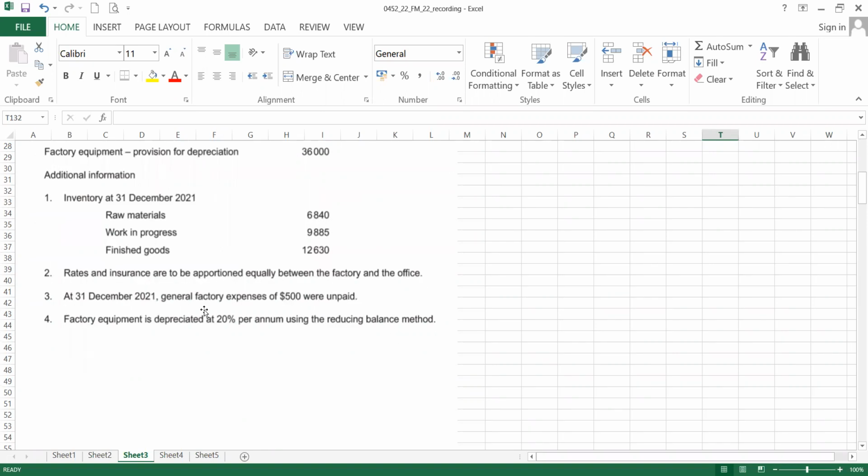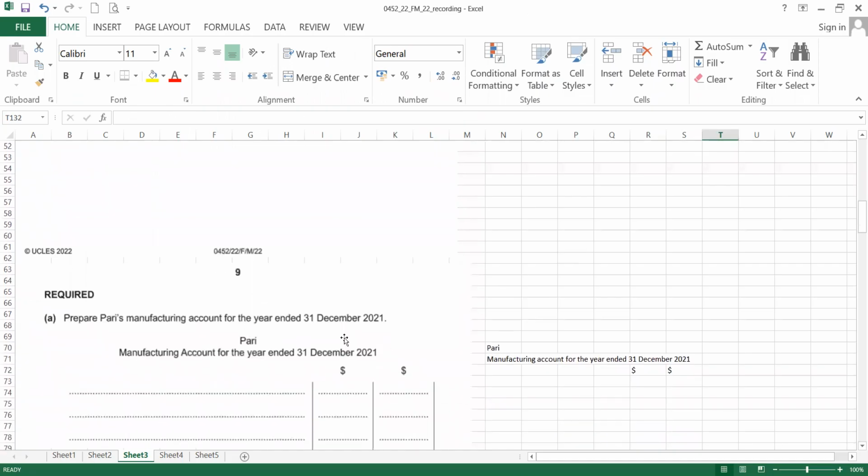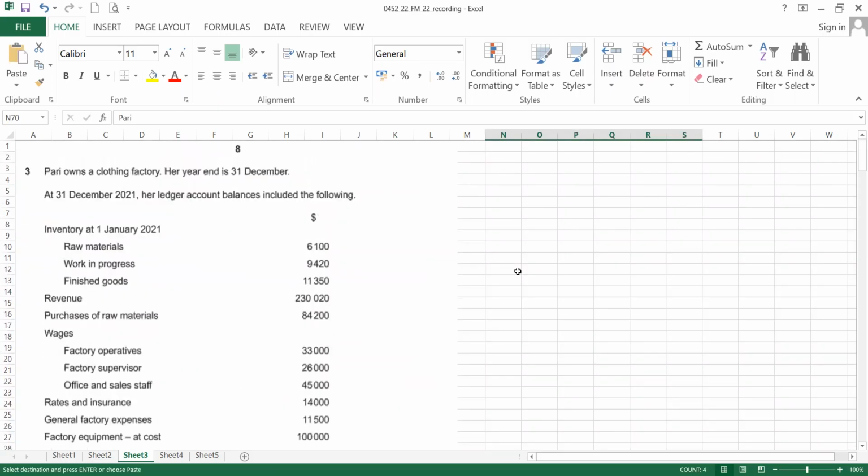At 31st December, general factory expenses of 500 were unpaid. Factory equipment is depreciated using reducing balance. So this unpaid amount at the end of the year, we have to add. Okay, let's see. Prepare the manufacturing account. Okay, put it in here.